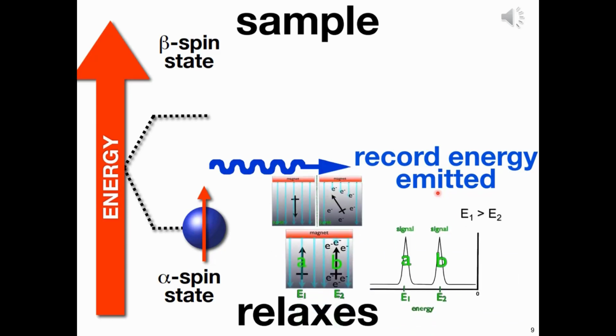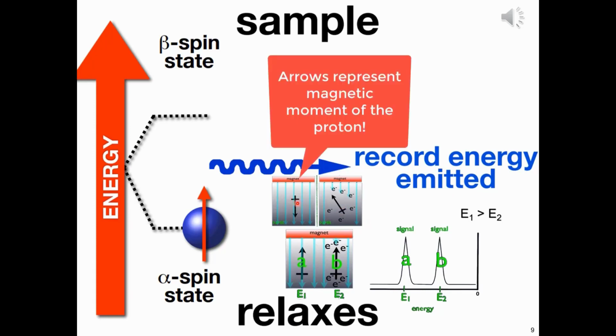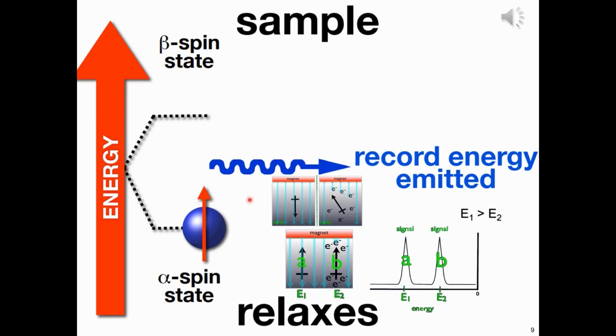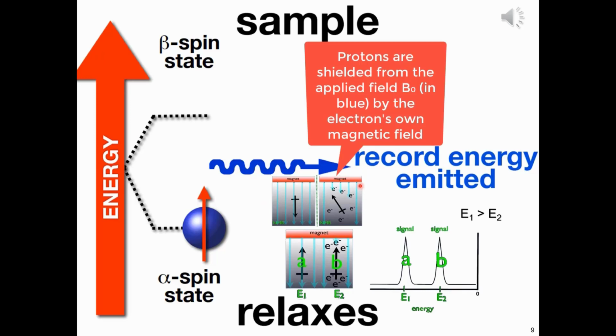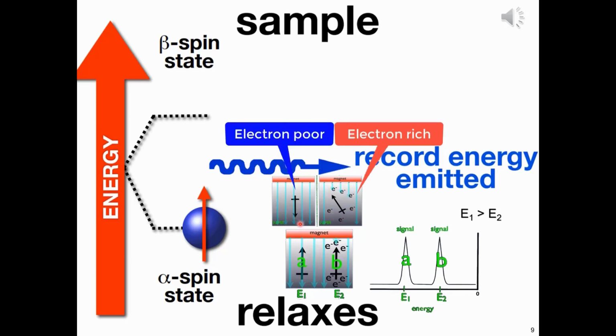The answer to this question lies with the electron density surrounding those protons in the molecule. They're not the same. Since electrons are charged particles, they move in response to the external magnetic field, B0, that was applied by the NMR machine. And this generates a secondary field that opposes the applied field, B0. This secondary magnetic field generated by the electrons shields the protons from the applied field, and so the electron density around the protons dictates whether they're in an electron-rich or electron-poor environment.